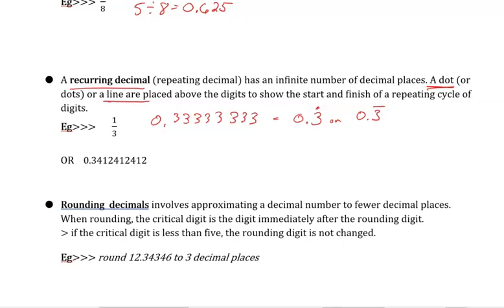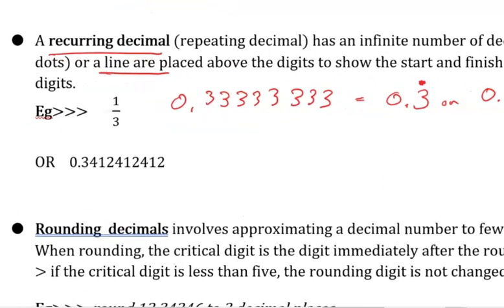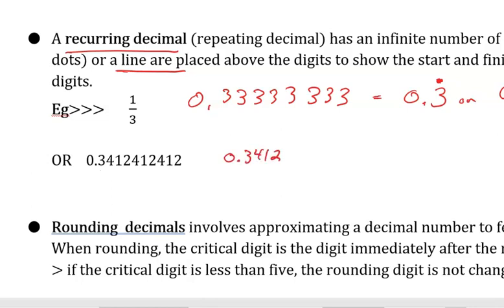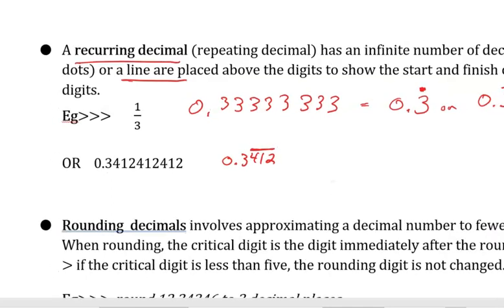I've heard that in this fair land of Australia, we tend to put a dot over a single digit. But then if you look here, we've got another recurring decimal: 0.3412412412412. So the 3 doesn't recur, but the 412 recurs. So I would write 0.3412, and above the 412 I write a line. And that shows that 412 is going to keep going forever and ever.